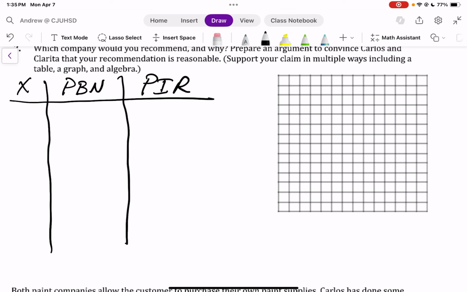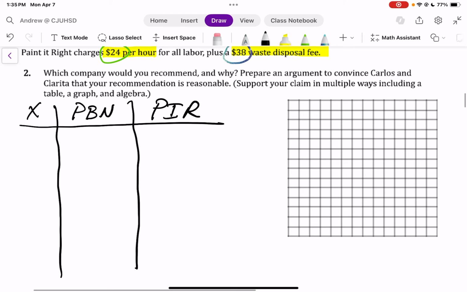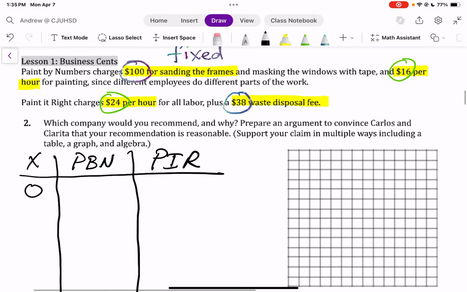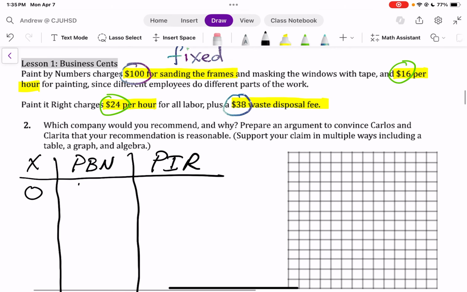Okay, so this would be 0, and this would start at, Paint by Numbers starts at 100, and Paint It Right is going to start at $38. Paint by Numbers is going up by 16, and Paint It Right is going up by 24.